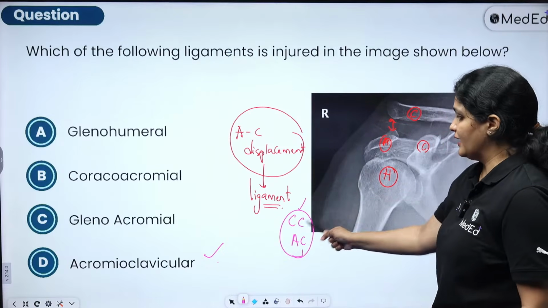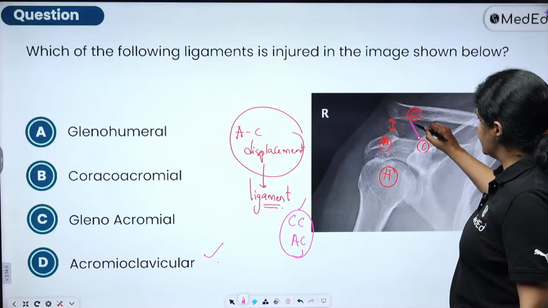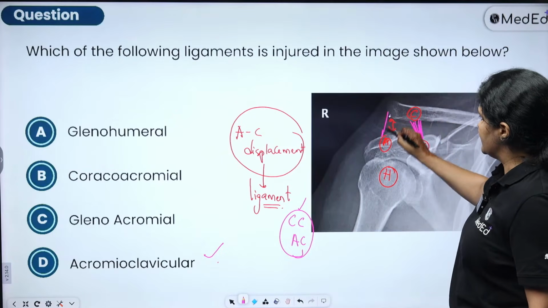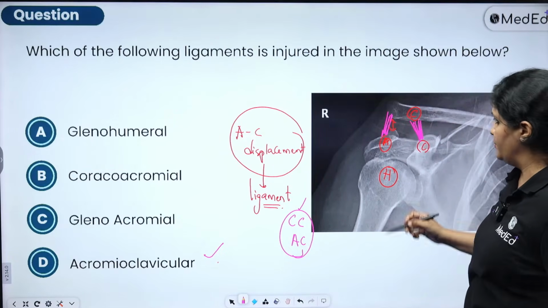Not coracoacromial, but coracoclavicular, CC. So you will have ligaments like this which are injured, and ligaments like this which are injured. There are no coracoacromial ligaments, right?